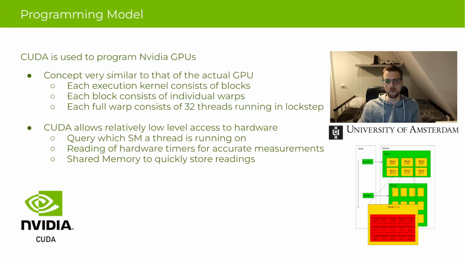So how do we program this? We use CUDA, which is NVIDIA's own programming model. In concept, it's very similar to that of the GPU, where each execution kernel consists of blocks, which can be compared to SMs. Then each block consists of individual warps, and each warp consists of 32 threads running in lockstep, meaning they execute the same instruction at the same time. CUDA also allows us relatively low-level access to the hardware, so we can query which SM a thread is running on, we can read hardware timers for accurate timing, and we can use the shared memory to quickly store our timings without interfering too much with the processing.